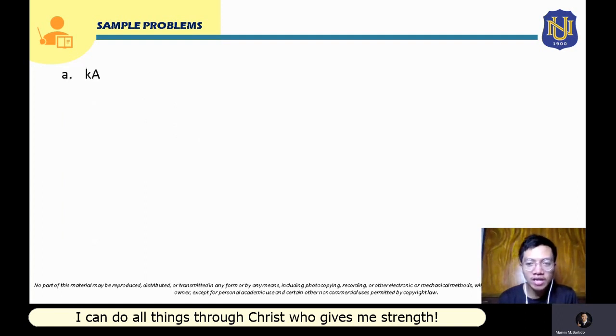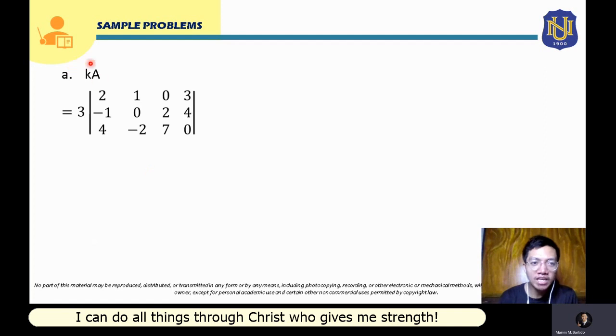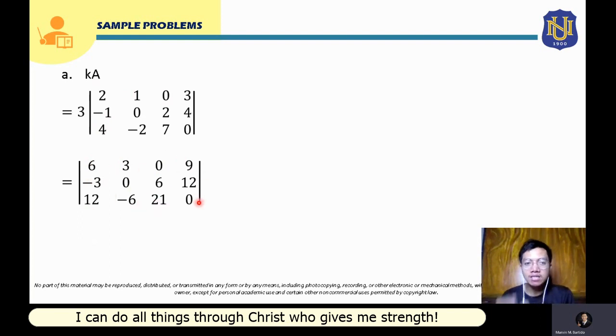So for our solution, we are asked to solve for KA, wherein K is equal to 3 and your matrix A is this matrix. What we're going to do is multiply this scalar quantity 3 to every element in this matrix. So this will be 3 times 2, 3 times 1, 3 times 0, 3 times 3, and so on. So this will be 6, 3, 0, 9, negative 3, 0, 6, 12, 12, negative 6, 21, 0. This is the answer for KA.